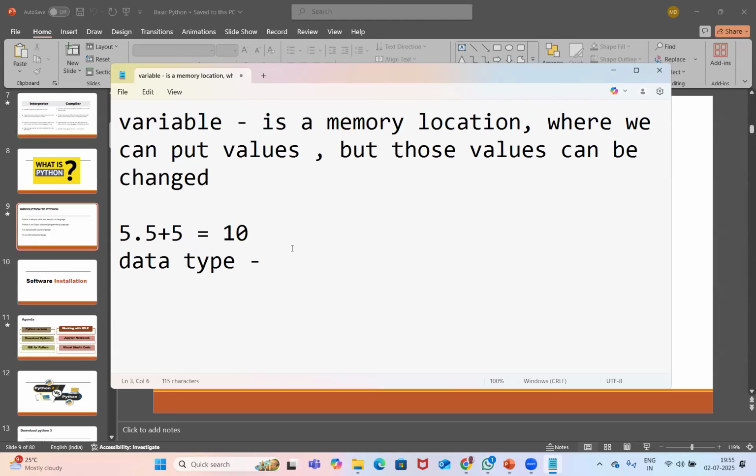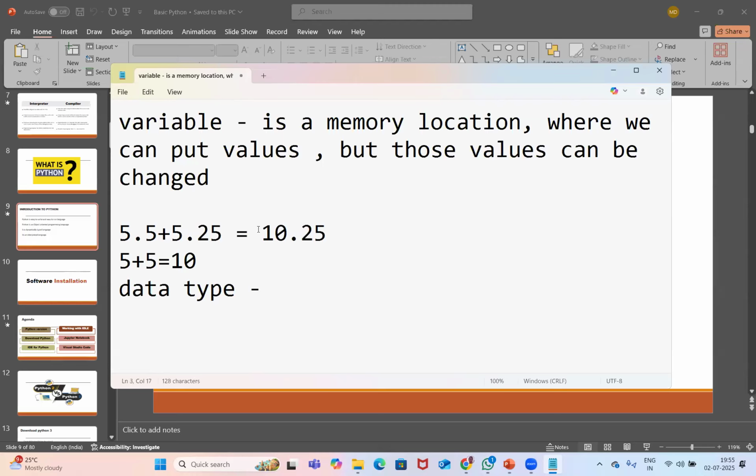So I can write, for everyone I'm telling, 5.5, and here also, suppose I am writing 5.25. Can I write that? Yes. I can get the answer as something like 10 point something. Exactly I am not calculating, but something like that I will get as the answer. Now, definitely you can understand there is a difference between 5 plus 5 equal to 10 and 5.5 plus 5.25 something equal to 10 point something.